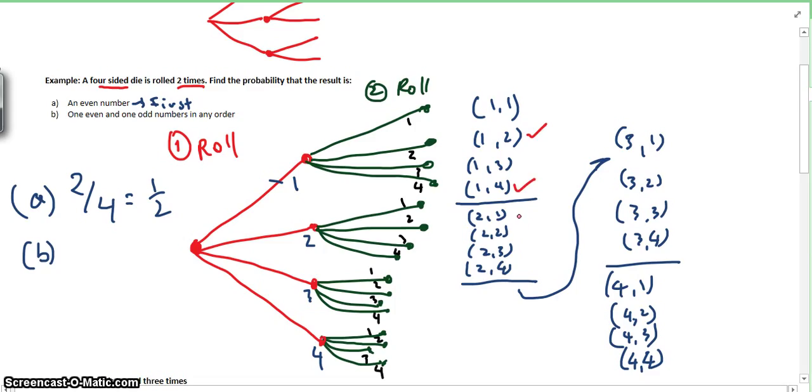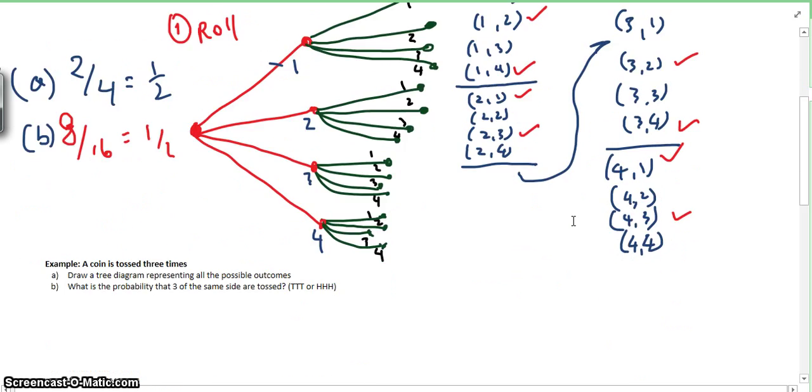That's 1 odd, 1 even, 1 odd, 1 even, and so on. So how many possible options can we get for rolling 1 odd and 1 even in any order? 1, 2, 3, 4, 5, 6, 7, 8. We can get a total of 8 possible options. And how many total outcomes can we get? 1, 2, 3, up to 16. So that's equal to 1/2. A way I could have cut the time by counting is to just go 4 times 4. In this case, 4 times 4 is 16, so we end up with 16 potential outcomes.